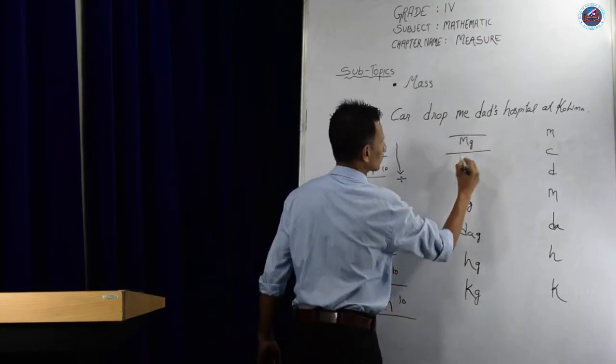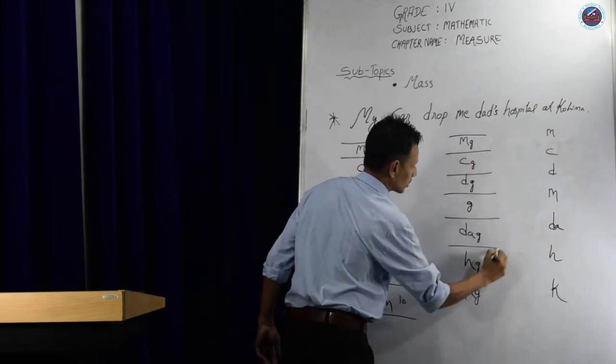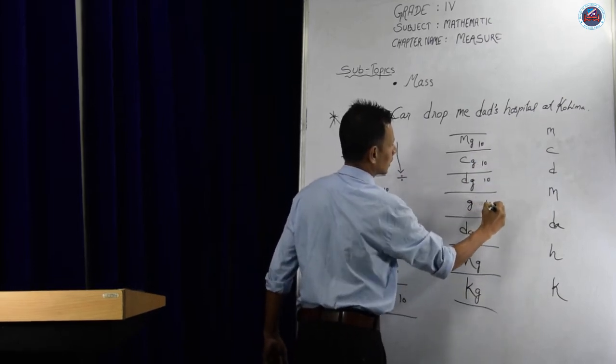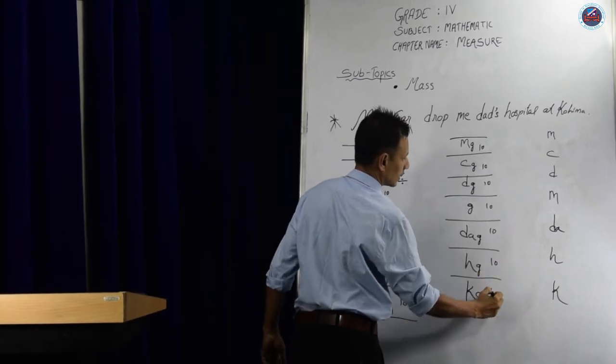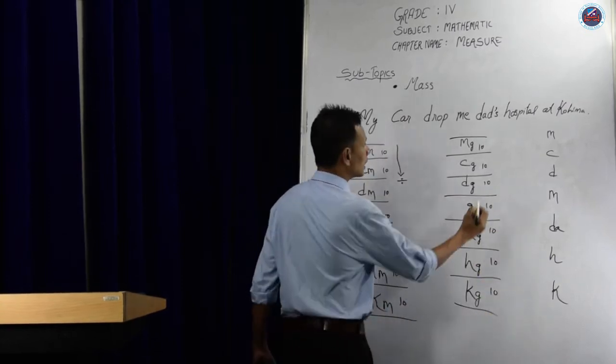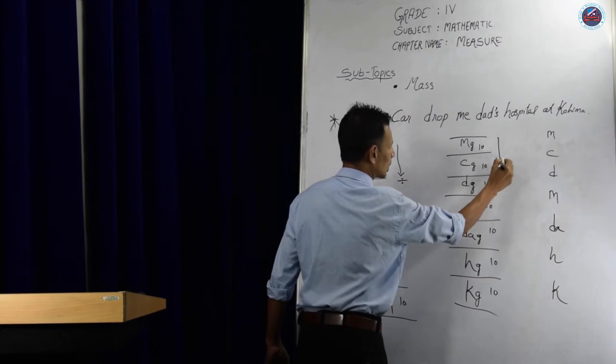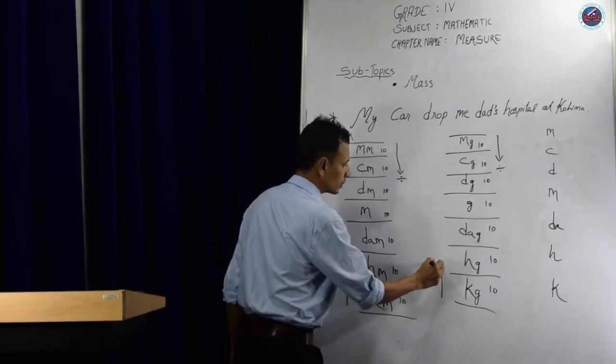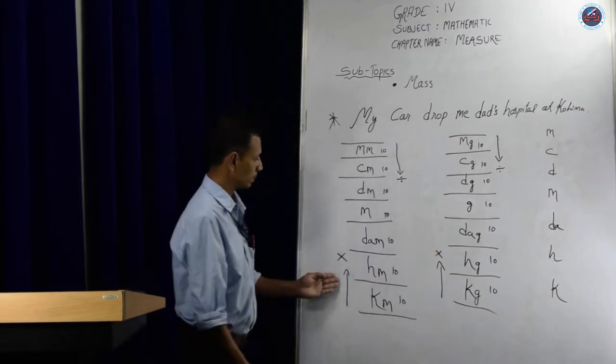Now the method is the same here. You just have a look. Division is 10, you all know. 10, 10, 10, 10, 10, 10. Okay? Now when it comes down, what will happen? You need to divide. When it goes up, you need to multiply. Same.